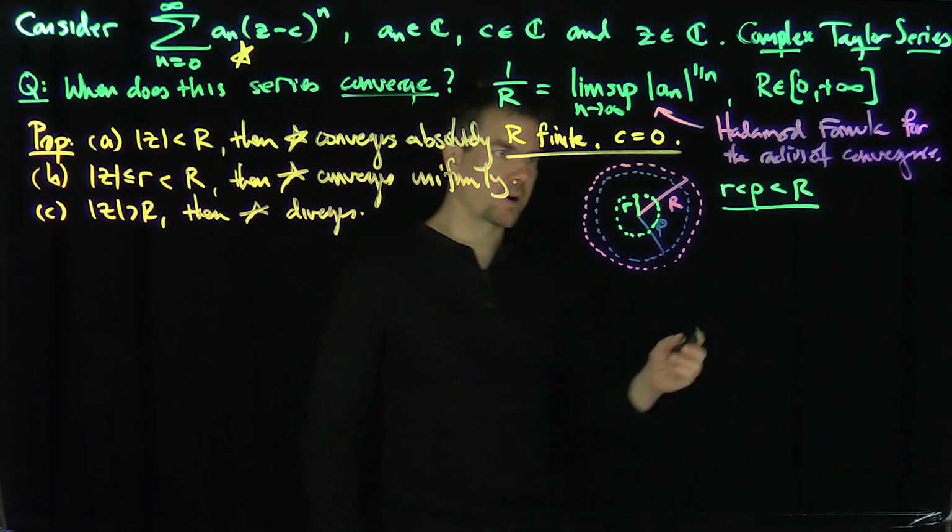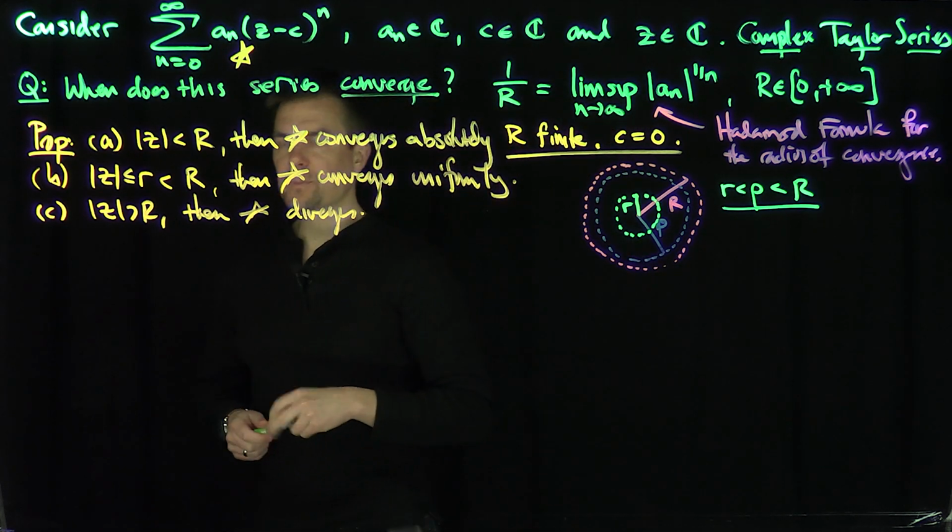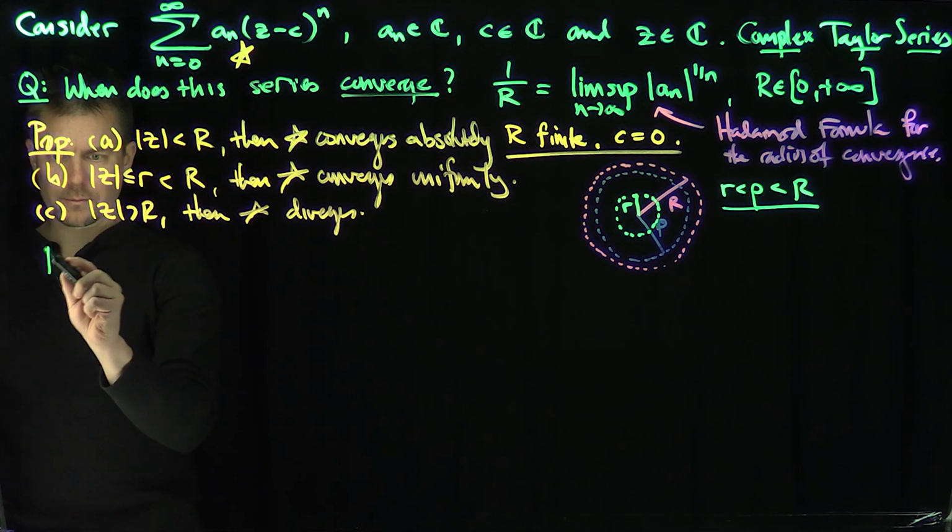And so we have different disks, right? These are all different disks. And so let's prove part A. So here's the proof of part A.